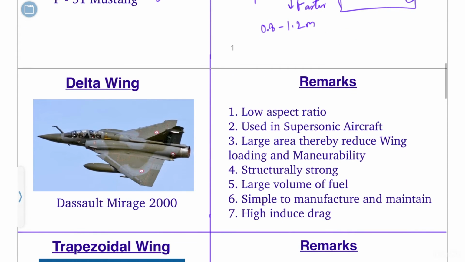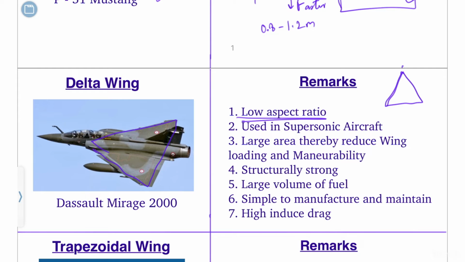The next type of wing is the delta wing. As we know, the shape of a delta is this. As you can see in the figure, this is a delta wing. It has a lot of advantages. First of all, it has a low aspect ratio. It's not actually an advantage.